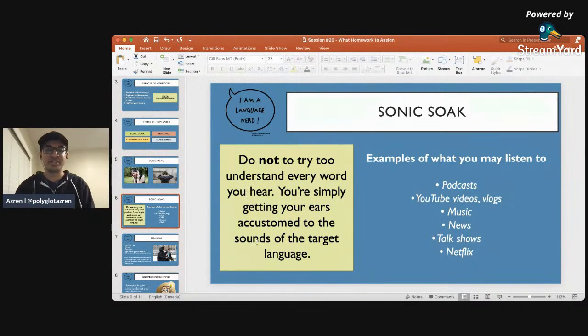I think this little point here in green on the left-hand side is pretty important. When you're assigning homework to someone that's a sonic soak homework, make sure it's clear to the student that the goal is not to try and understand. Do not try to understand. You don't need to try and understand every word that you're hearing. All you're doing is your ears need to get accustomed and used to the sounds of the language.